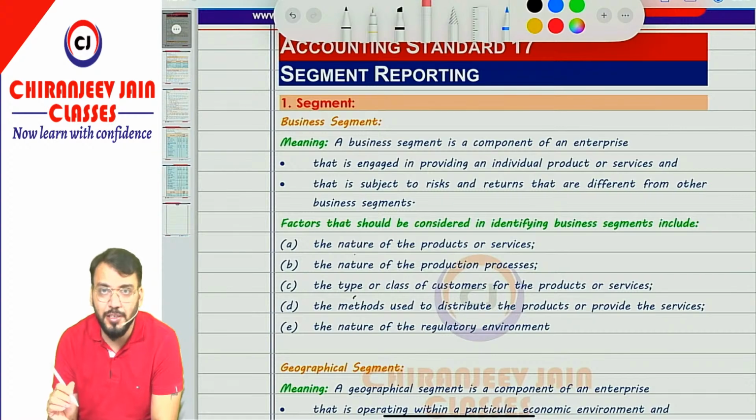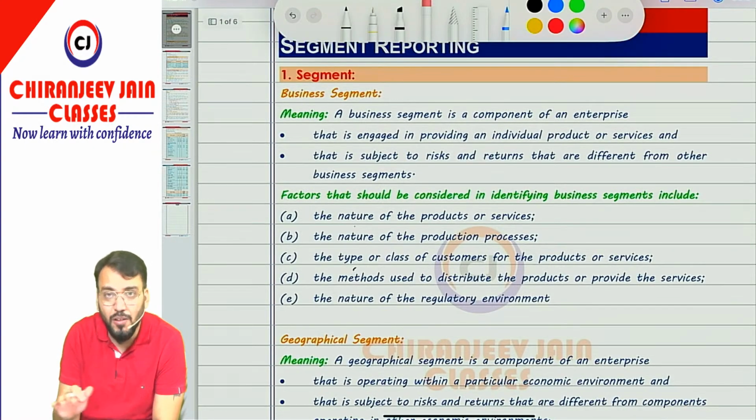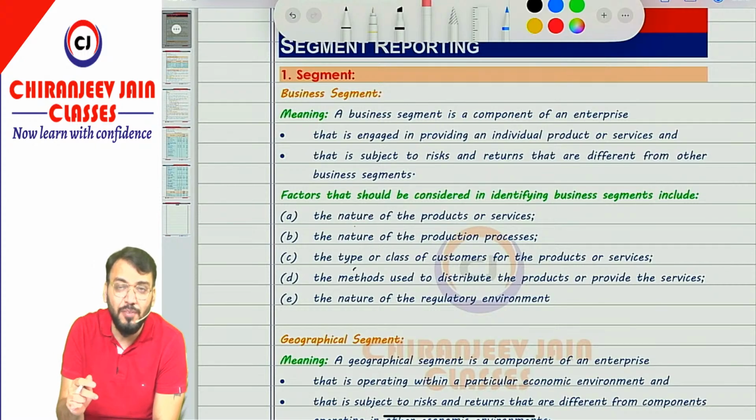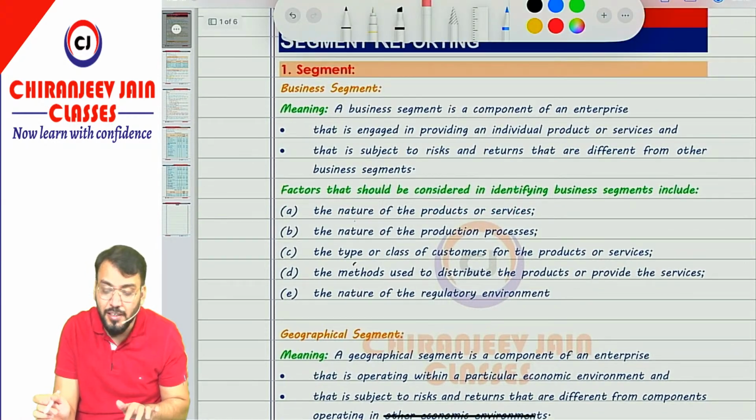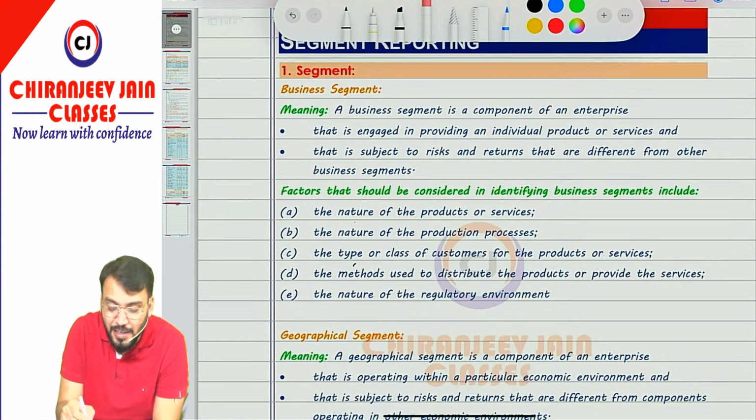in this particular chapter. So what AS 17 says is that all the segments are of two types, business segment and geographical segment. So first we need to identify which is our business segment and which is the geographical segment for any entity. So what do you mean by business segment? Let us understand. So business segment means any component of the entity.